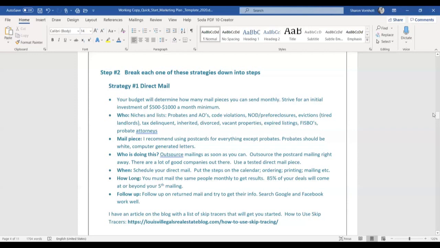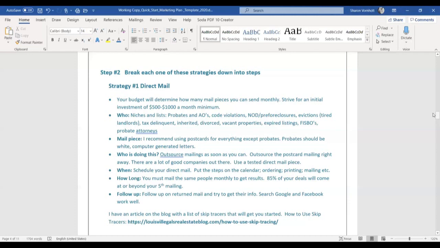Now, how long should you mail? Well, you have to mail the same people over and over monthly to get results. More than 80%, up to 85% of your deals will come at or beyond your fifth mailing. That is a big number. And your competition, well, about 90% of them will stop on or before the third mailing. So just stay in the game.